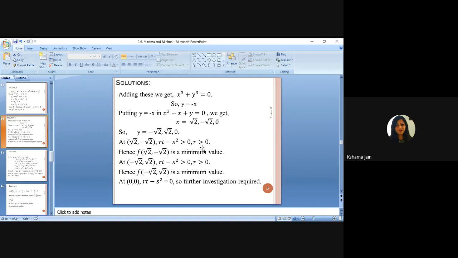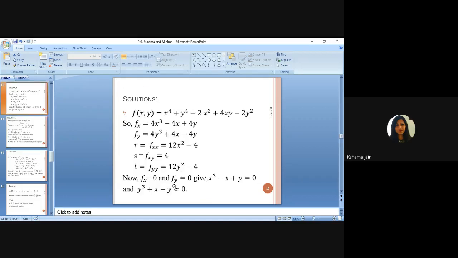When it is greater than 0, then definitely at this point it's a minimum value. The second also they have done directly, so it's a minimum value. But when 0, 0 was there, when you put rt minus s square it comes equal to 0. So at equal to 0, we always say that the case is doubtful. We are not sure about it. So this is the methodology to solve.